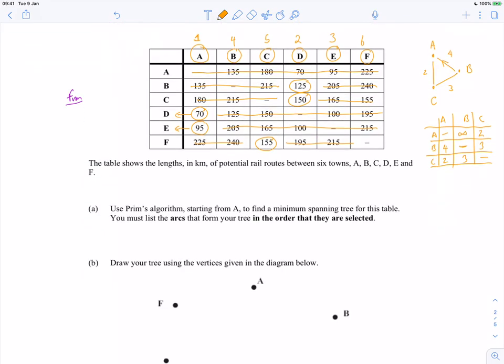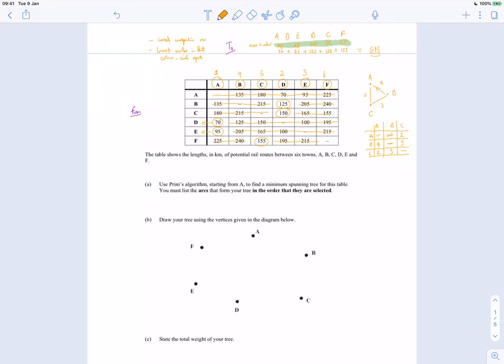Okay, draw your tree using the vertices given in the diagram below. Well, what did we do? Let's try a different color. We said A to D was the first one, so we went from A to D like so, which was worth 70. And then A to E, from there to there, that's 95. And then D to B, from there to there, that was 125. And then D to C, from there to there, that was 150. And then finally C to F, a straight line going through it like that, that was 155. Okay, so that's the minimum spanning tree.